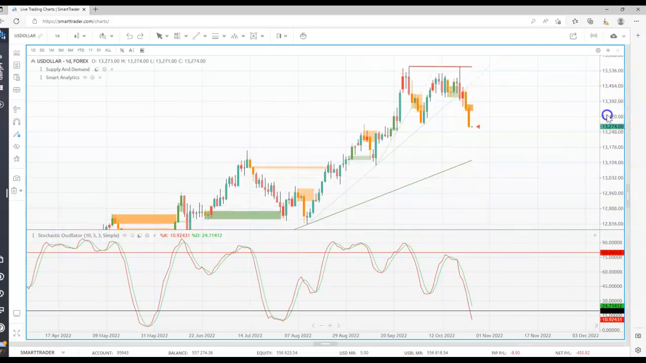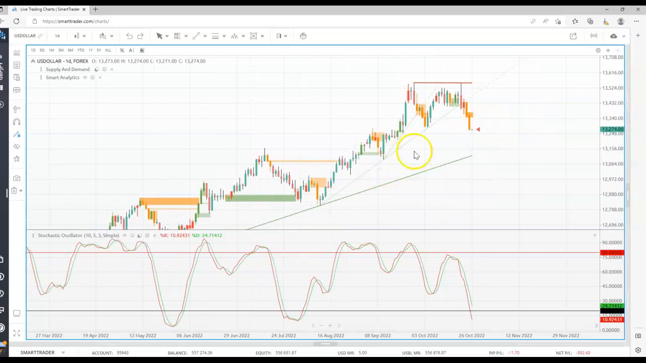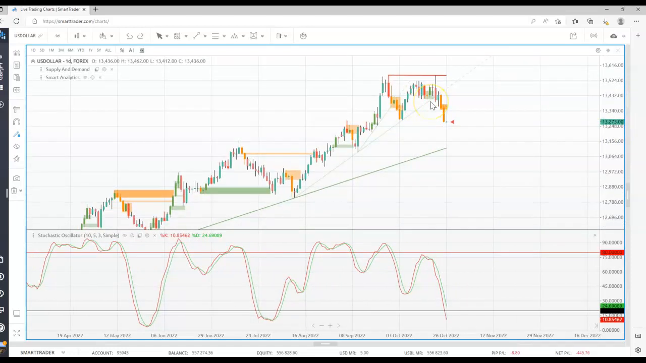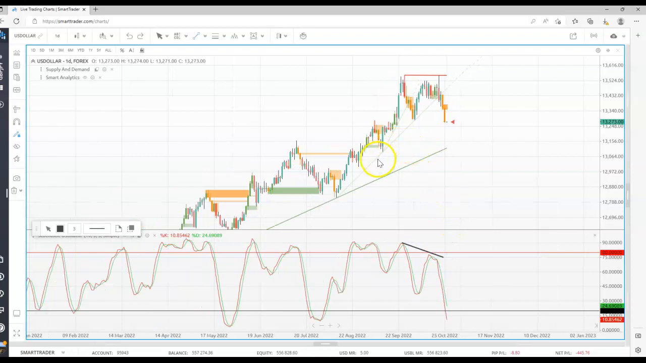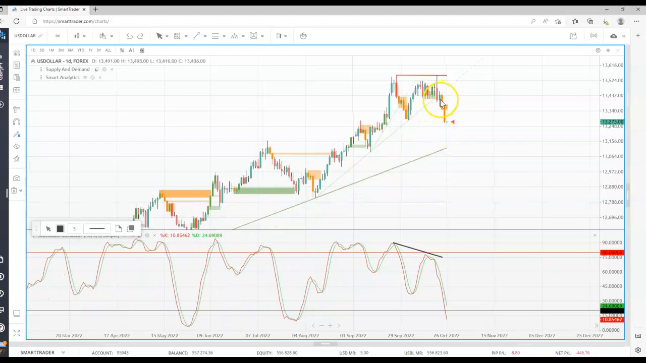I'm using a smart trader platform, makes it a lot easier to recognize patterns, trend lines, automatically draws your trend line for you, so it doesn't have to be subjective. It just connects the swing points, and there's your trend line break. We also have a double top and divergence.